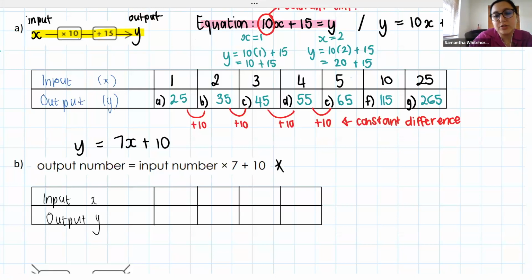So even when we describe a relationship in words, we can still get an equation from that. We are then still able to find our different outputs or even our different inputs. All right, so it's really important that we can take words and translate those words into a rule or into whatever we may need to use. Okay, so I'm going to fill in the table here for you guys, and I want you to fill it in.